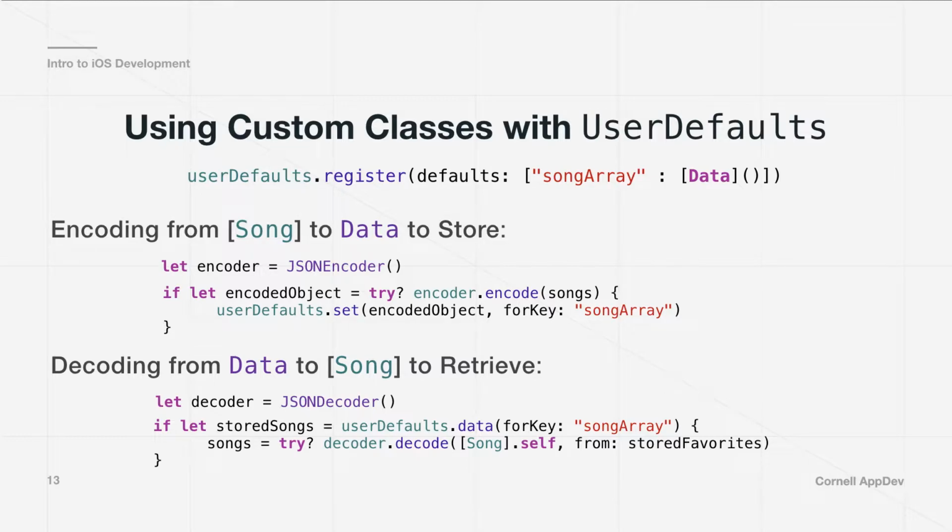In this case, I have a song array, and then you have to encode it to data. So the encoder over here, encoder equals JSONEncoder, is just an encoder object that can encode any type that conforms to Codable. And then you use the encoder.encode function to encode your custom type into data. And then you can just set it as normal. To do the opposite operation, you just use a decoder, which also comes with Codable conformance and can decode your data. So you do the opposite thing: you retrieve .data for a key, and then you use the decoder to decode it into your custom type.